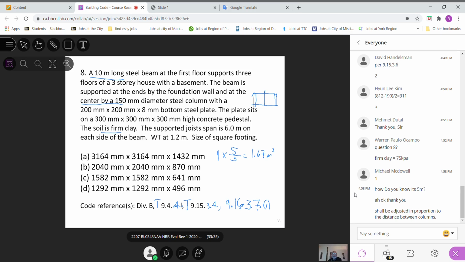Now I have the area. So first I'll have to find a width. Okay, to find a width, I take the square root of that, the square root of 1.67. That's equal to 1.292.